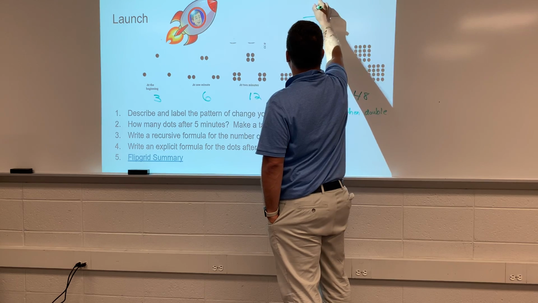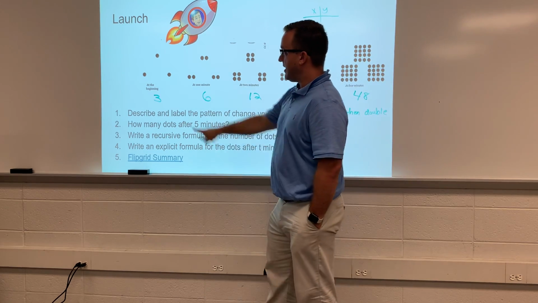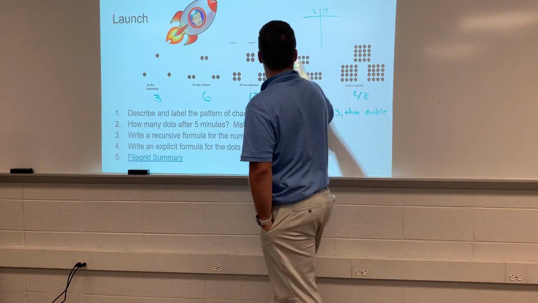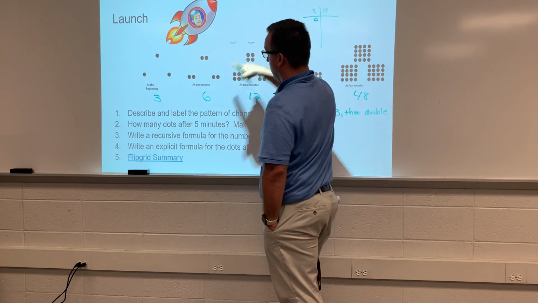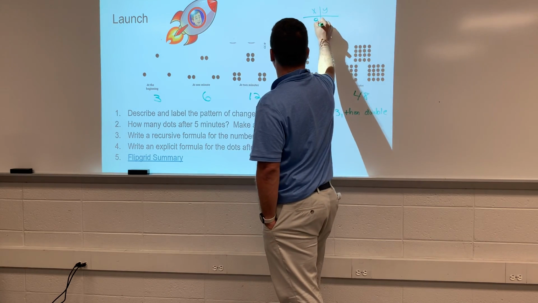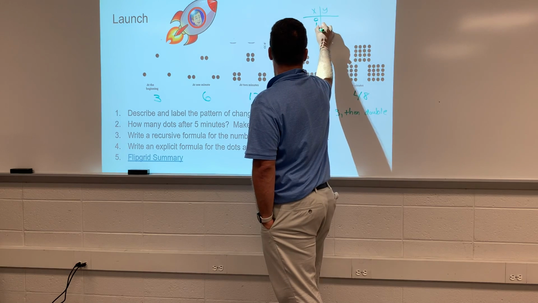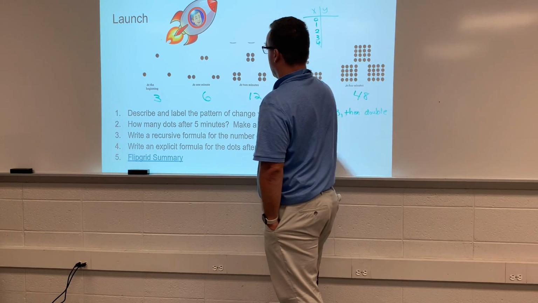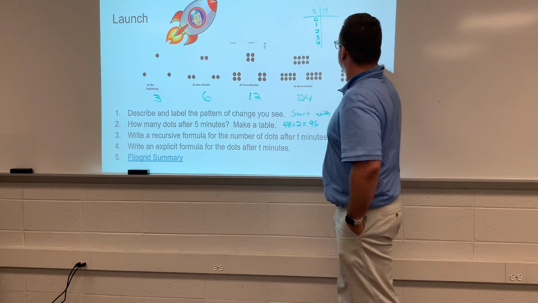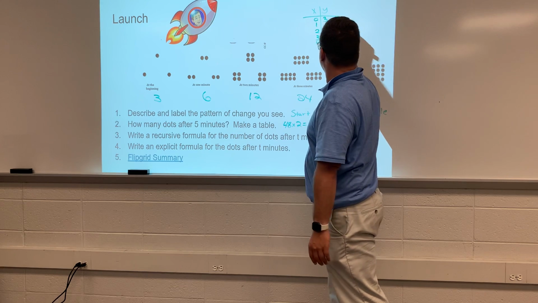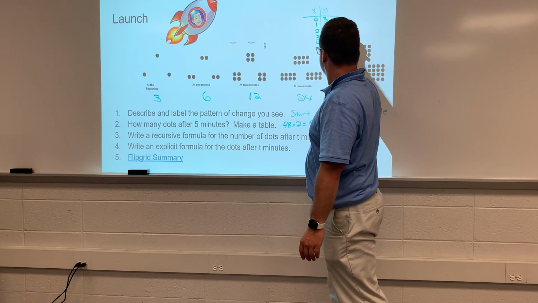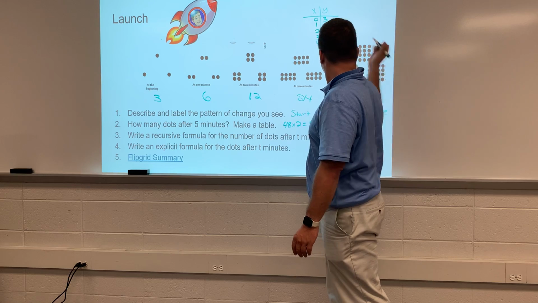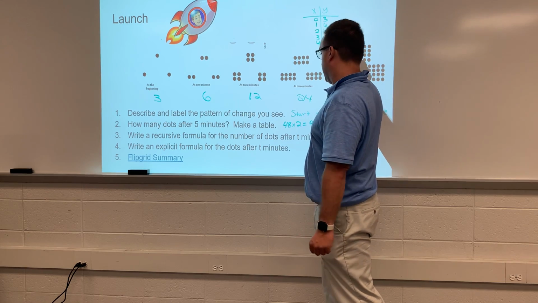And I'm just going to make an X and a Y table. Now this says at the beginning, so I'm going to put 0, because then this is 1 minute. So 1, 2, 3, and 4. And then filling in the number of dots, we have 3, 6, 12, 24, and then 48.